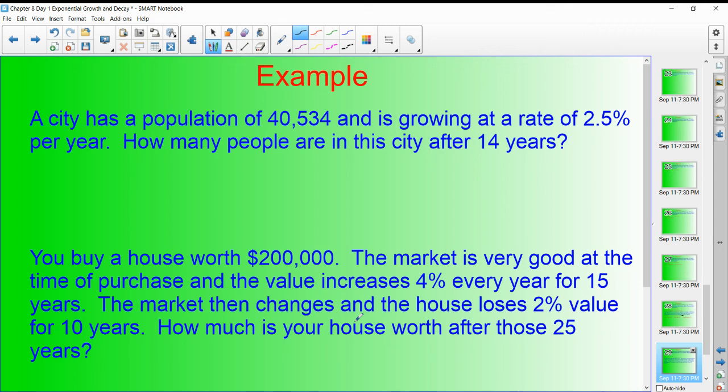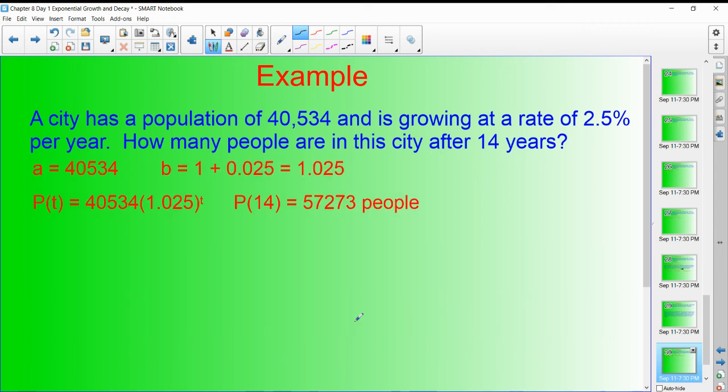Okay, so let's take a look at these. Increase, so plus 2.5%. Be careful changing the decimal. And then we want to find the population after 14 years. Create the model, then tell me how many are after 14 years.